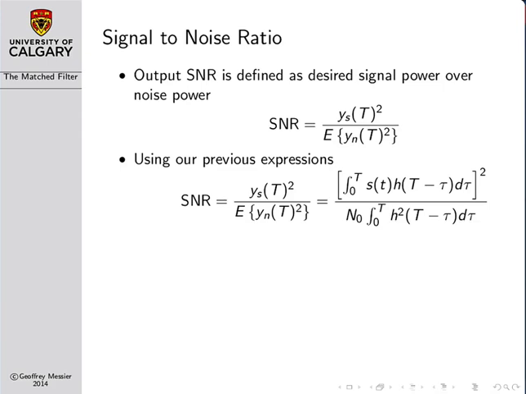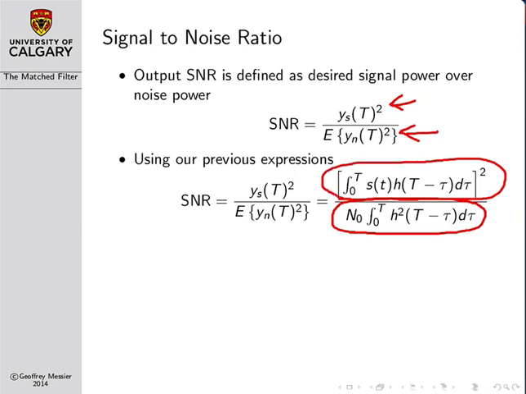And so the noise power is the expression that we determined in the previous slide. The signal power, the desired signal power, is just the desired signal component squared. And there's no expected value there because for now we're assuming that the desired signal is deterministic. And so from our previous expressions, the denominator here is what we found on the previous slide. The numerator is just the square of the integral expression for the desired signal component y_s(t) that we found 2 slides ago. And so this is our signal-to-noise ratio.